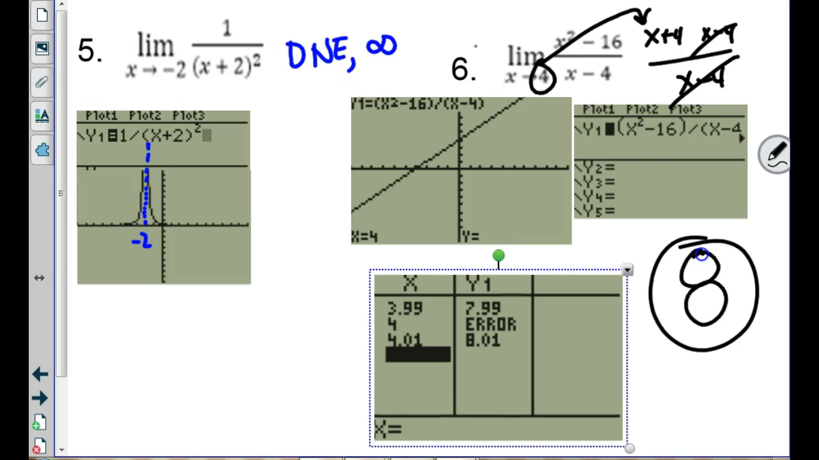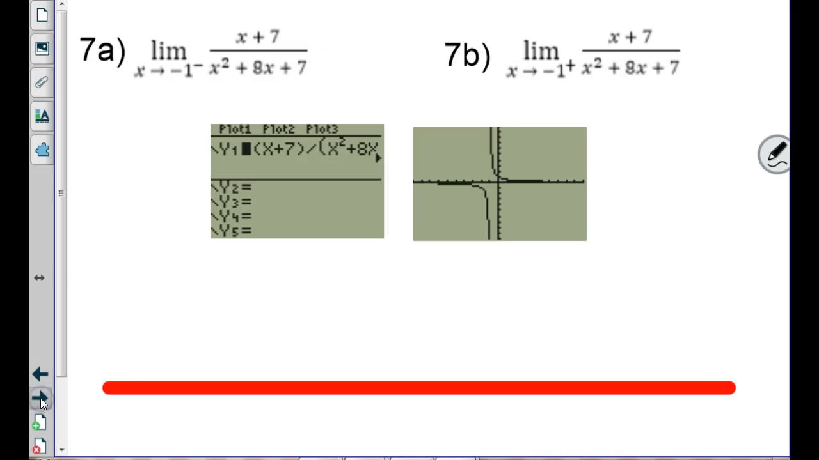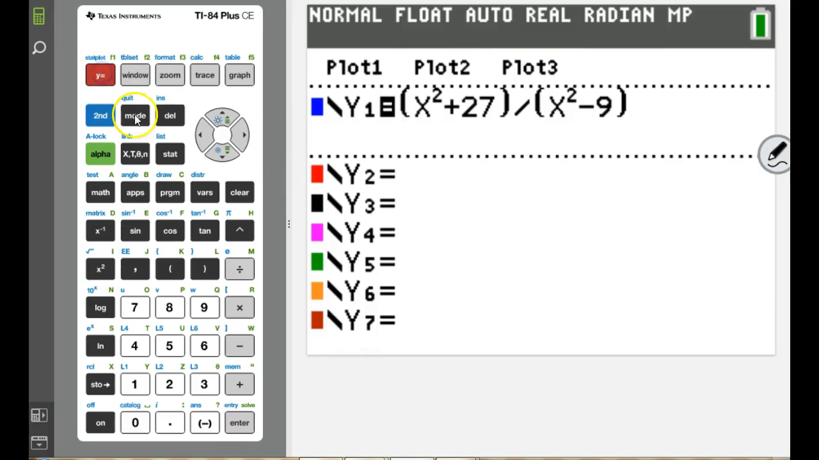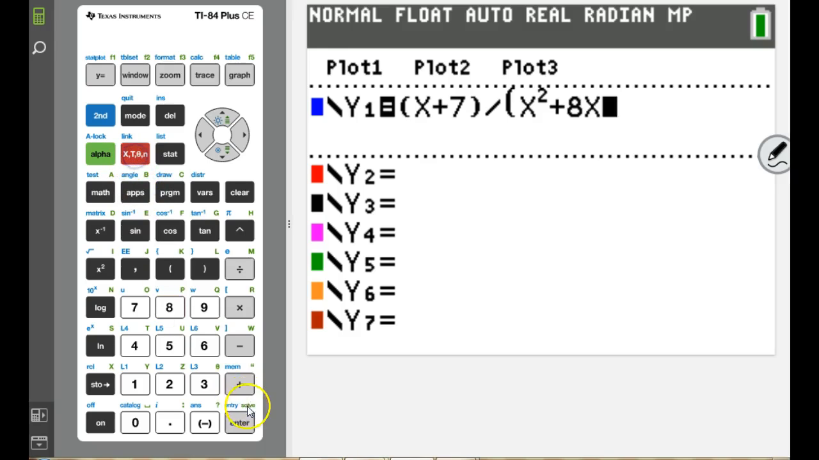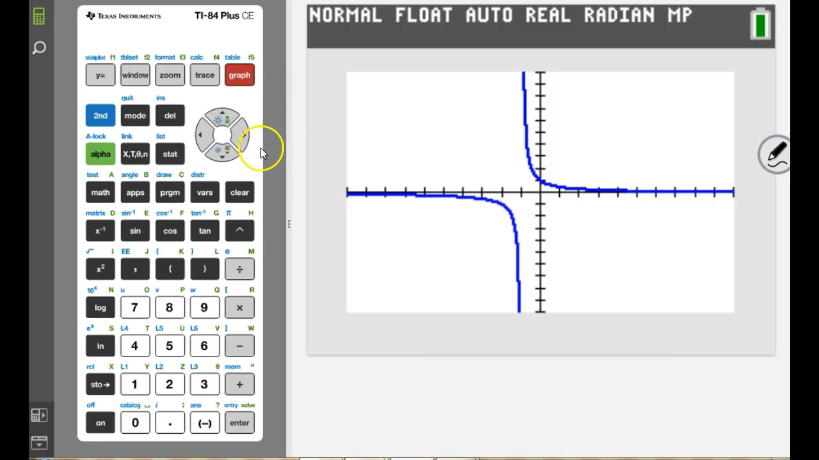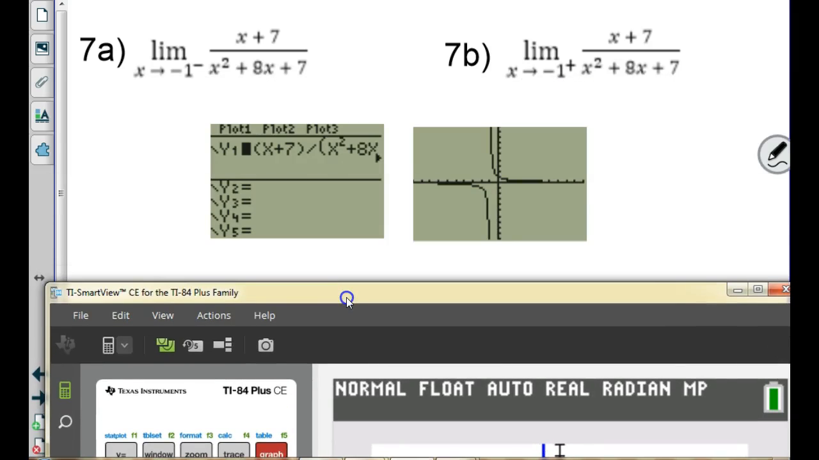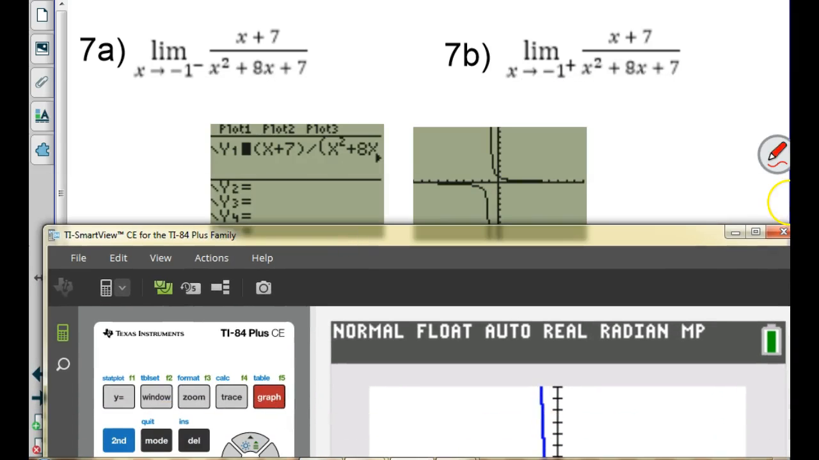How we doing? Kind of starting to get this? All right, number 7. What is this asking though? Oh, let's type this one in because 7a and b both refer to the same graph, okay? So it's x plus 7, right? Is on the top or not? Divided by the quantity. Thank you so much. Okay. So standard graph is this, standard window. And then what's the first one asked, guys?